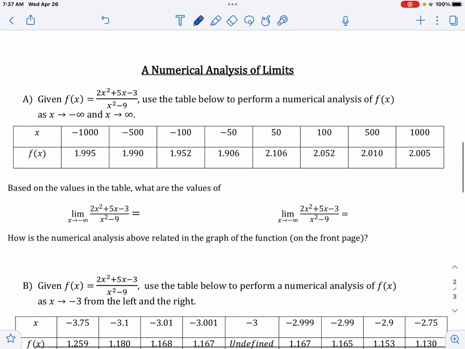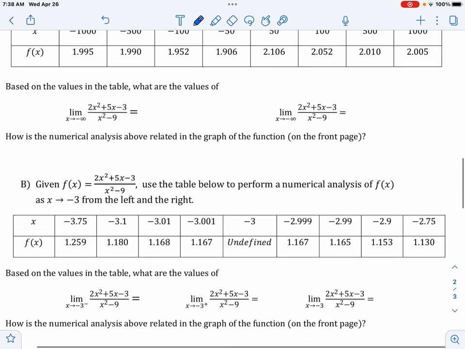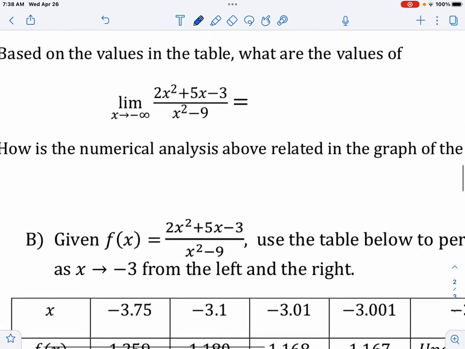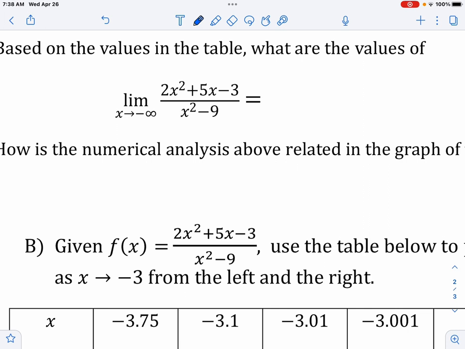Now we're going to look at a numerical analysis of limits of the same function. Notice it says given f of x, which is the same function as the one graphed above, use the table below to perform a numerical analysis of f of x as x approaches -infinity and +infinity. Here's the table with numerical analysis, and it says based on the values in the table, what are the values? The limit as x approaches -infinity.